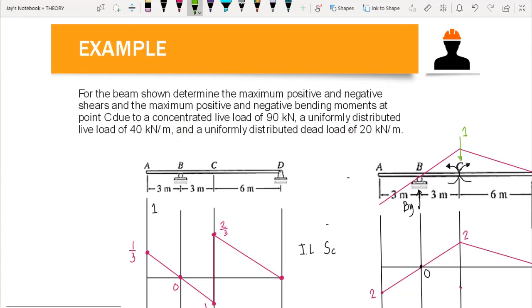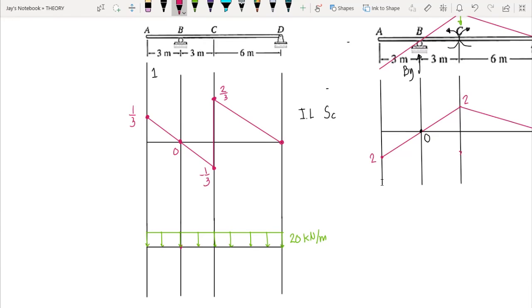So our goal here is to know where these live loads should be placed in order for us to come up with the maximum positive and maximum negative shear and the maximum positive and maximum negative bending moment. In order for us to come up with a maximum positive shear due to a concentrated load, we place that load at the location of the highest ordinate.